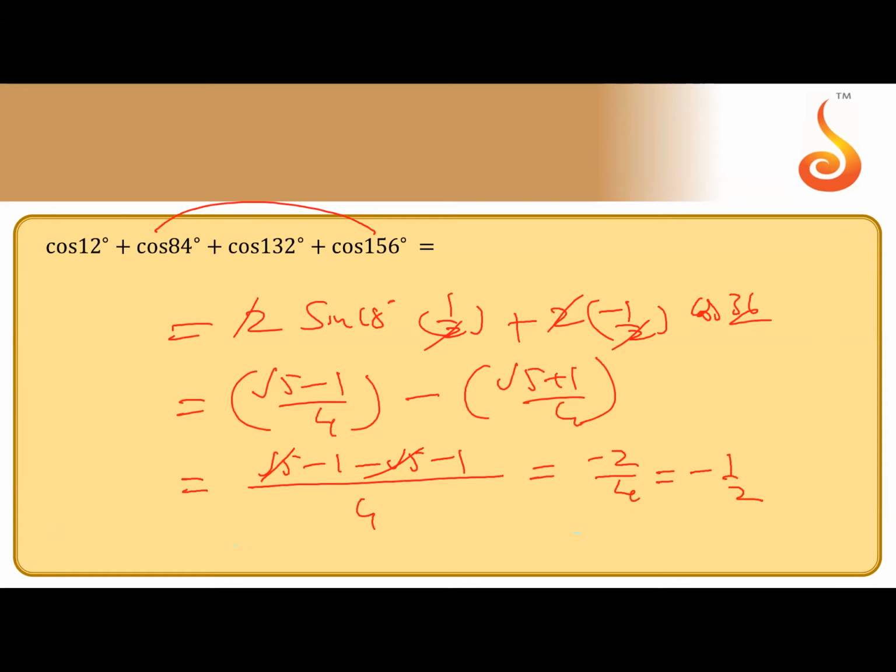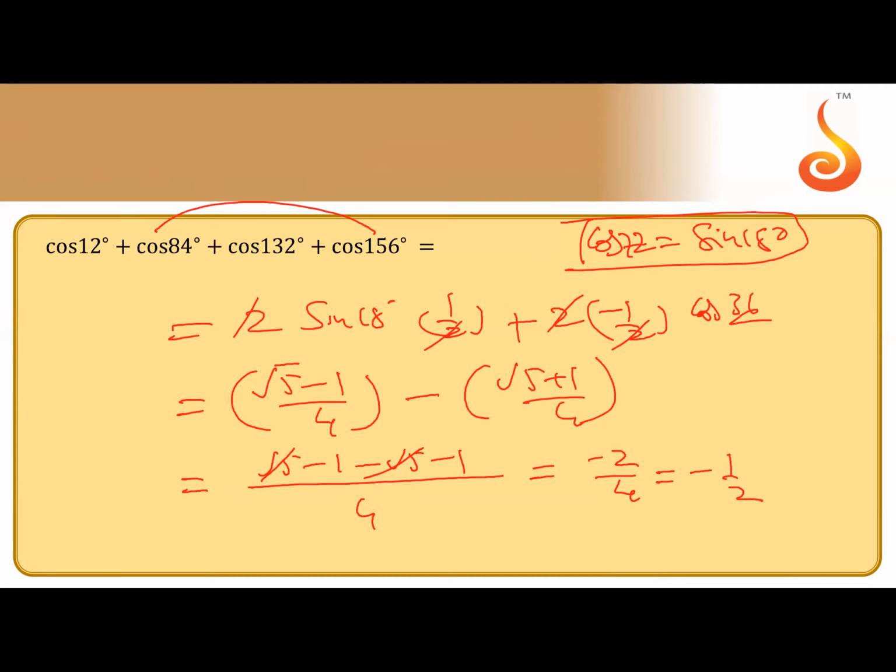Yes. Oh, Kashyap, what is the minus? Cos 72 is sin 18 degrees. Cos 72 is sin 18 degrees. Okay, we'll solve one more question. Done this one? The answer is minus 1 by 2.